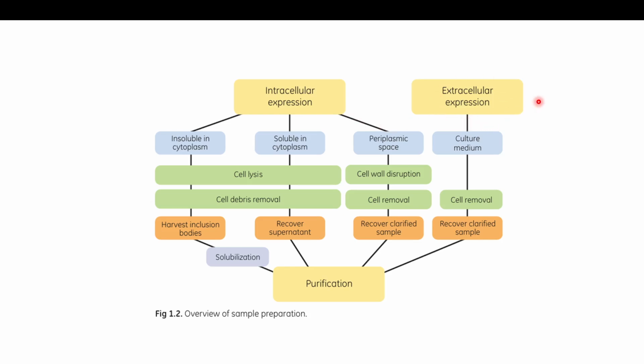And if the protein is extracellularly expressed, something is being excreted out, right? Or secreted out. You basically have to harvest the cell culture medium. Okay. You remove the cell and then recover the clarified sample.